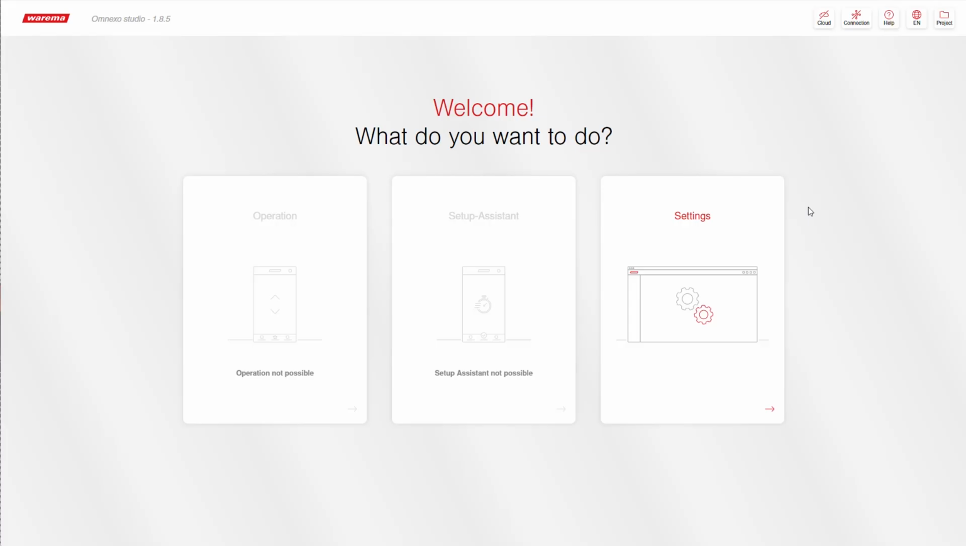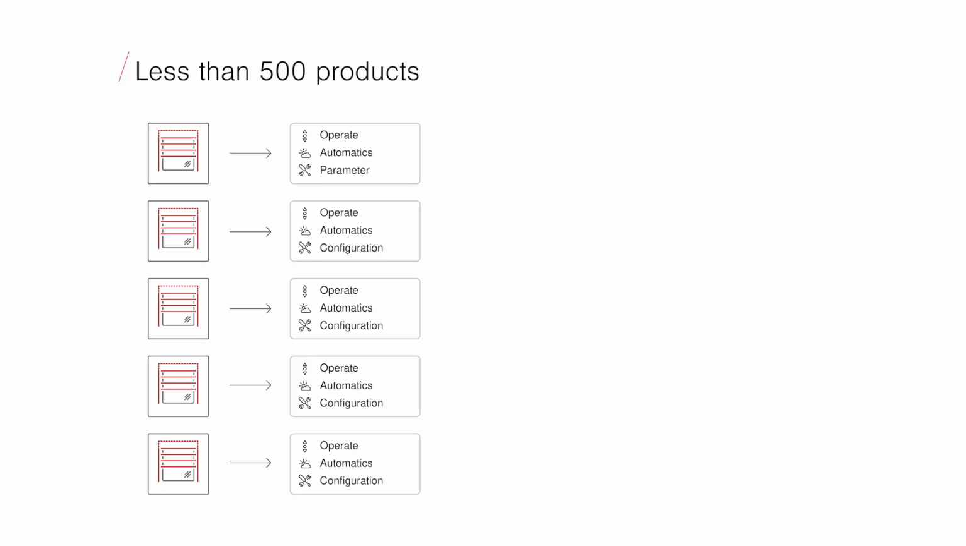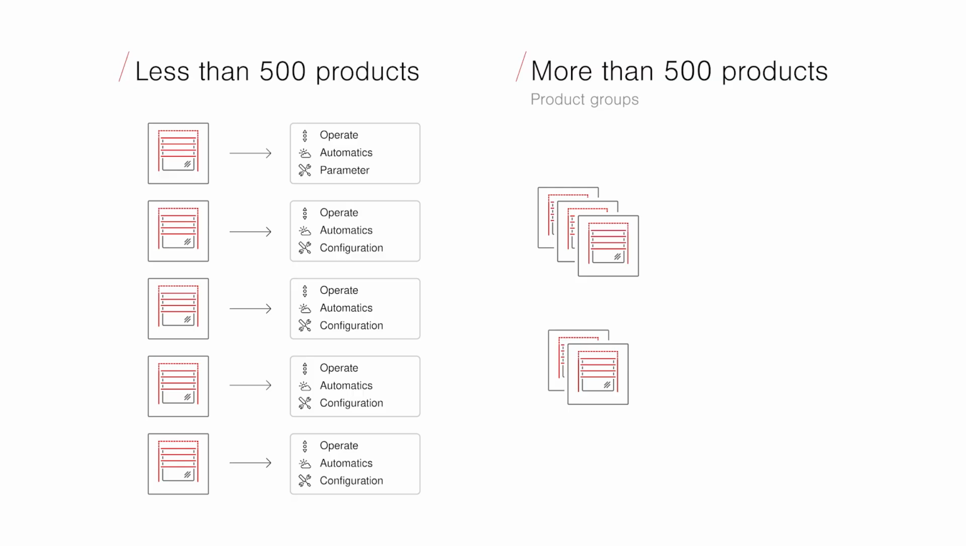In this video, we will explore how Omnexo projects with over 500 motors can be effectively put into operation. The system supports 500 customizable products for each central control unit. If this number is exceeded, the motors can be combined into product groups. Each product may then consist of several motors and be controlled together by the software.